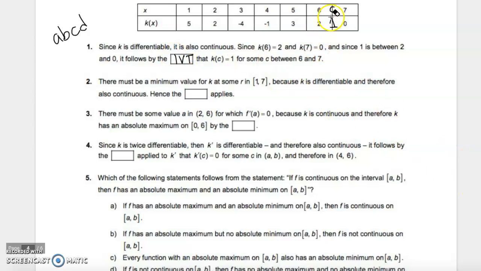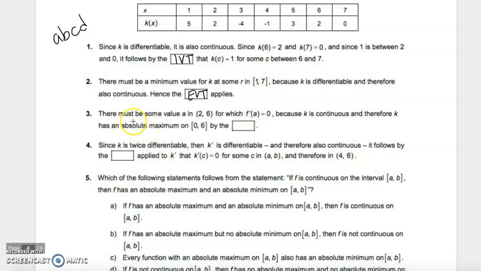Okay, now let's go ahead and talk about the next one. There must be a minimum value for k at some r in 1 to 7 because k is differentiable and therefore also continuous. So anything having to do with a minimum or a maximum value right off the bat, like proving that it is there, that's your extreme value theorem. It doesn't say that it's between two things. It says that there is a very lowest point on the interval 1 to 7.